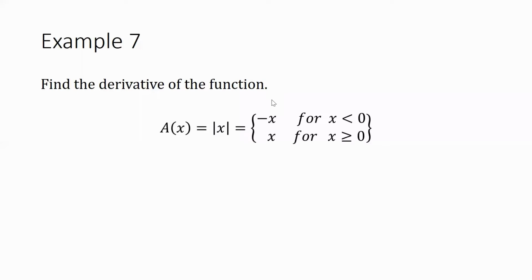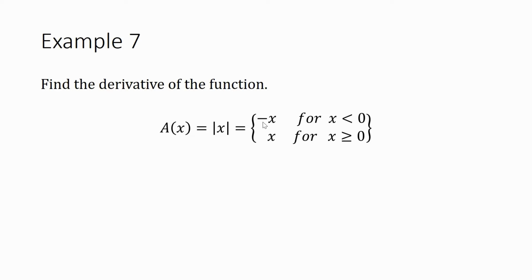The last example I'm going to do of finding the derivative using the limit definition is the absolute value function. Now, the absolute value function can be thought of as a piecewise defined function. The function is negative x when x is negative, and the function is positive x when x is zero or positive. So the absolute value function we can find a derivative of.